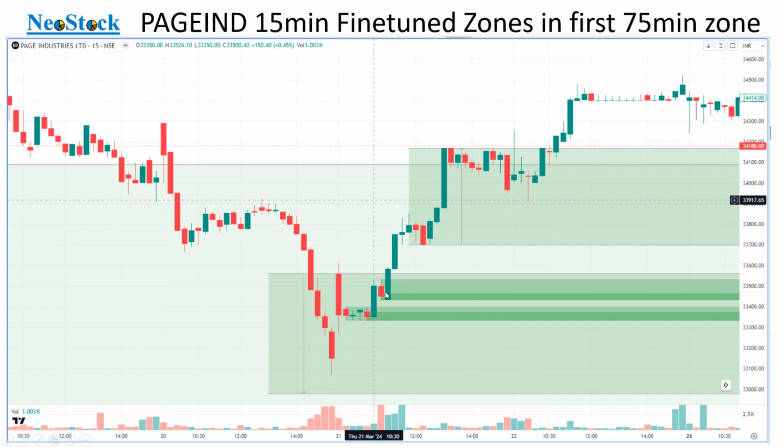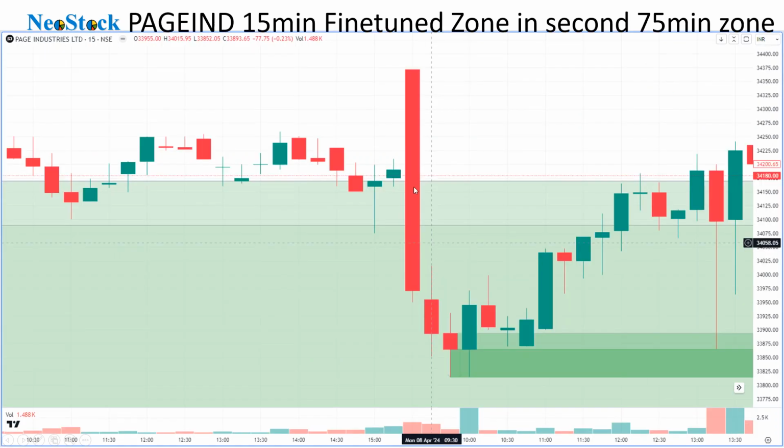After that we have again a rally, base rally. And we have one more 15 minutes fine-tuned zone in this upper 75 minute zone. Let me show you in the next slide. So this is the one. We have a drop, base, rally. So this zone is created, this leg-in is on 8th April 2024. You can always see the timestamp below these candles. Mostly I am showing you the timestamps for the leg-in candle so that you can easily go to that timestamp and draw the zones on your charts.